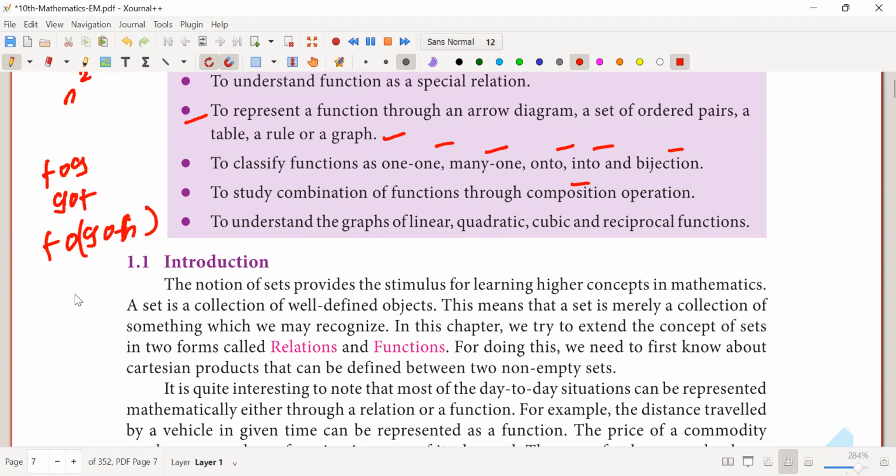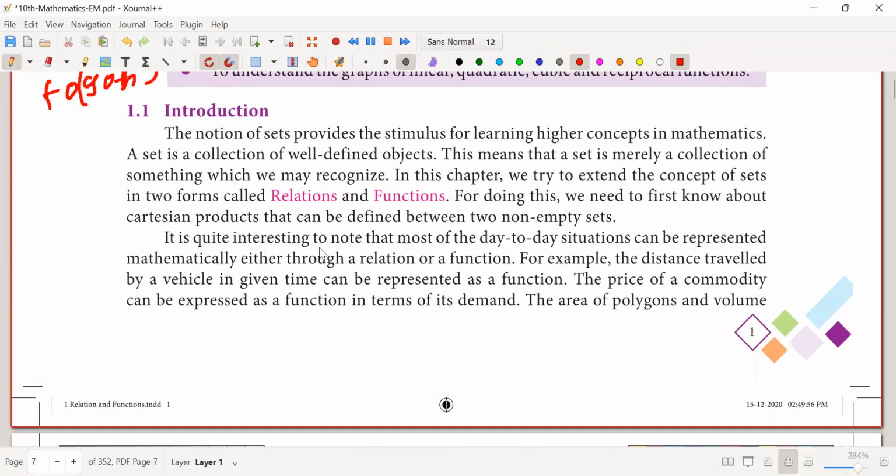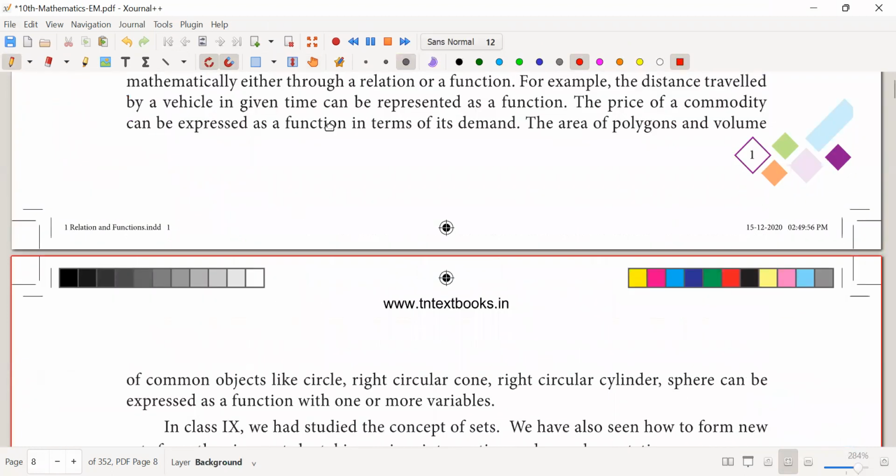There will be a systematic tool. When you understand this tool, you can see pattern in everything. When you understand the pattern, automatically science, social, whatever you're working, you'll be good in that. That's why we are working on relations and functions.